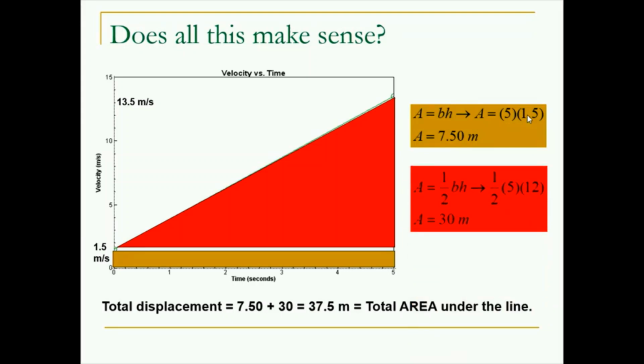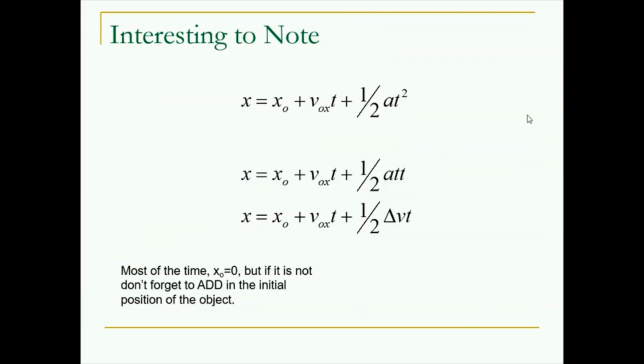Doing the part in red, or the triangle, that equals 30 meters. And then when you add those together, that gives you a total distance, or total displacement, of 37.5, just like what we got from using the equation. So hopefully what you're seeing is that the equations and the graphs relate to each other. Just a couple of interesting notes there for you to check out.